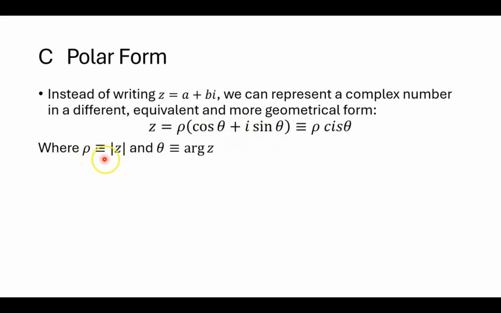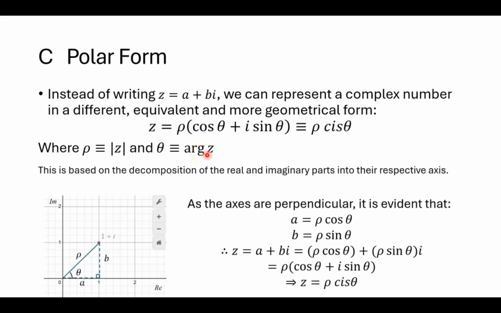And this rho is the modulus of Z, and theta is the argument of Z. I've given them new names also to save time of writing, because it's a lot quicker to write a single theta here instead of writing arg Z. So this method is based on the decomposition of the real and imaginary parts into their respective axes. So you know, as the axes are perpendicular, you have a right angle triangle here. It's evident that the cosine of theta is a over rho, and the sine of theta is b over rho.